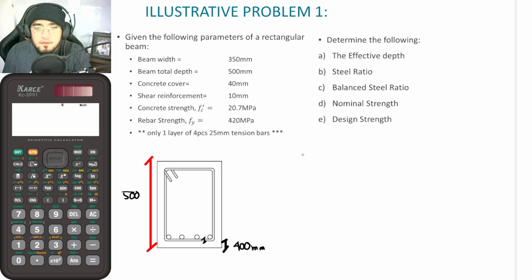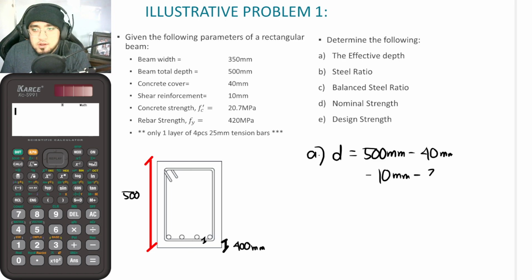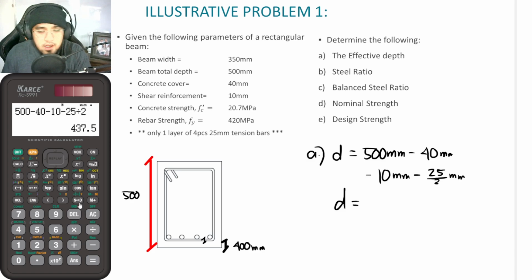With that being said, the effective depth d is equal to the total depth 500 minus the concrete cover of 40, minus the shear reinforcement of 10 mm, minus half of our tension bar, 25 over 2 mm. Looking at the calculator, 500 minus 40 minus 10 minus 25 over 2, our answer is 437.5 millimeters. So the effective depth is 437.5 millimeters.